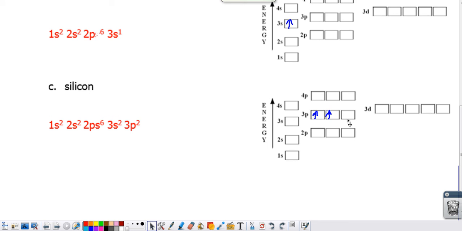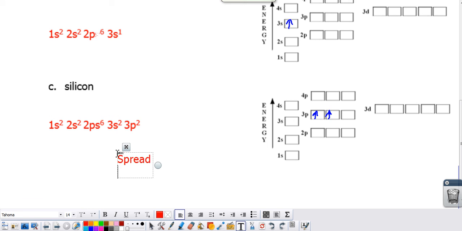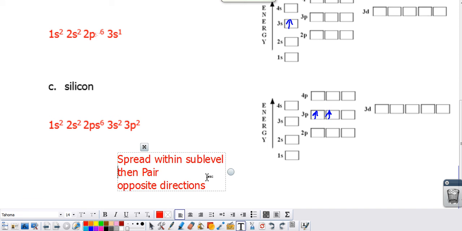There's definitely no downspin. We always spread, then pair, opposite directions. So we spread them out within the sublevel, then pair in a sublevel, and when we pair them, they must be opposite directions. So spread them out before you pair them up.